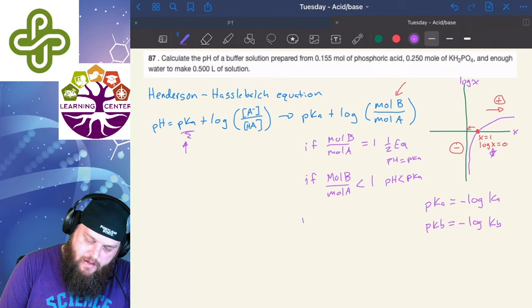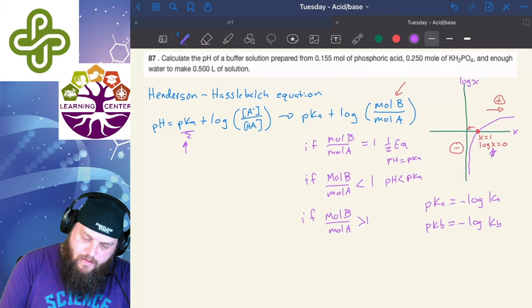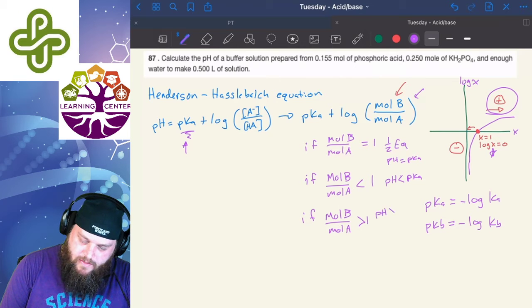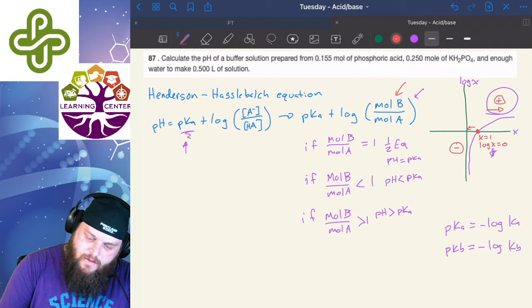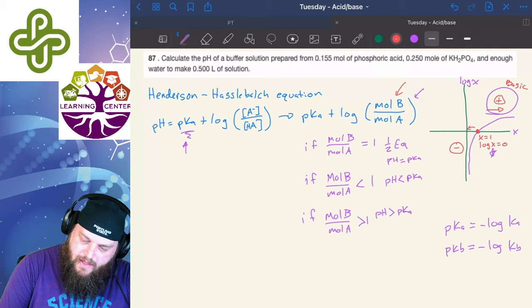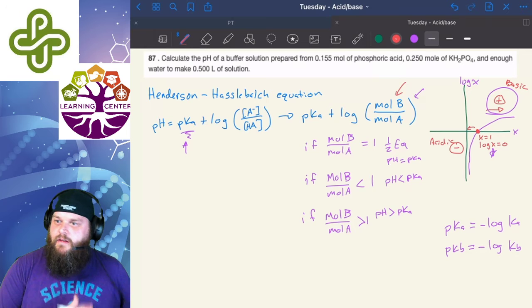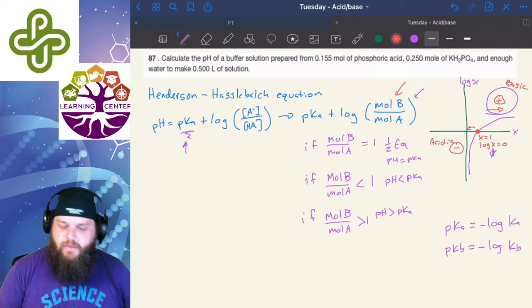So the final one here is if the mole of B over the mole of A is greater than 1, that means that this value here, we're in kind of this realm, so the pH is going to be greater than the pKa, which means it'll be more basic in that case. So anywhere over here, you're more basic than the pKa. Anywhere over here, you're more acidic than the pKa. That doesn't mean you're necessarily acidic. You could be still basic, but the pKa would just be around like 8 or 9 in those cases, probably.